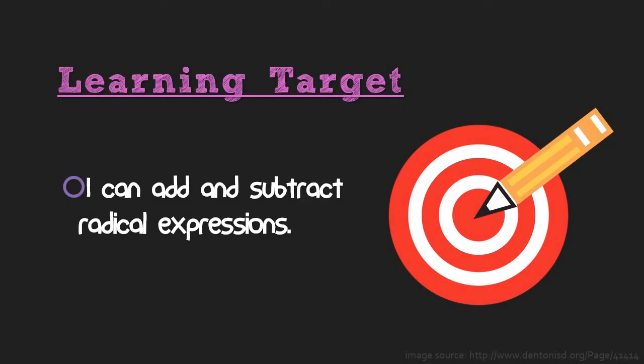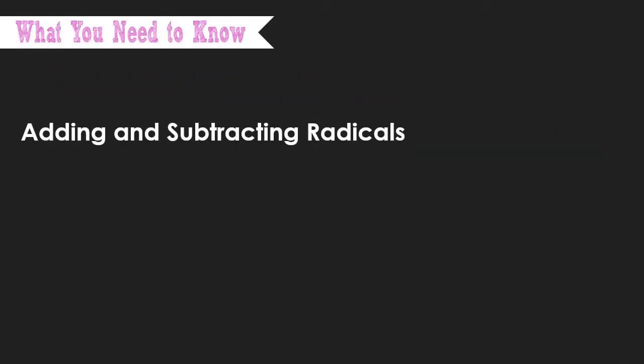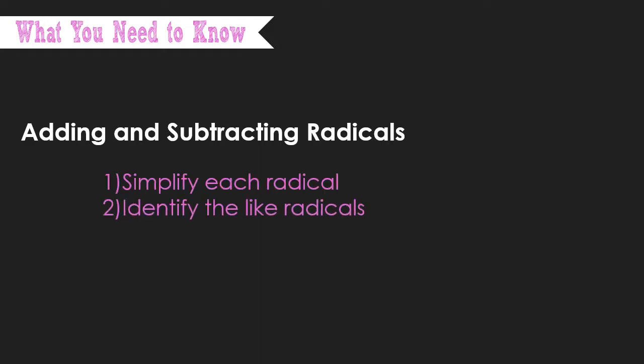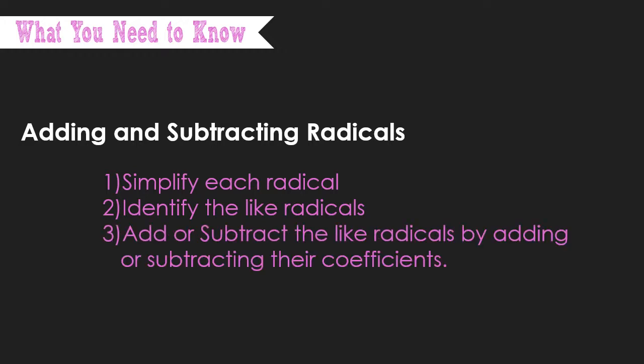We're going to take a look at the learning target. I can add and subtract radical expressions. So what you need to know, when we're adding and subtracting radicals, first step, we want to make sure that each radical is simplified. Then identify the like radicals, just like you would like terms. And then add or subtract the like radicals by adding or subtracting their coefficients.